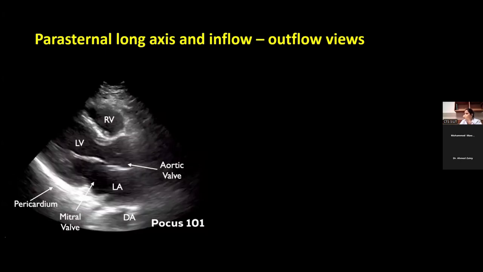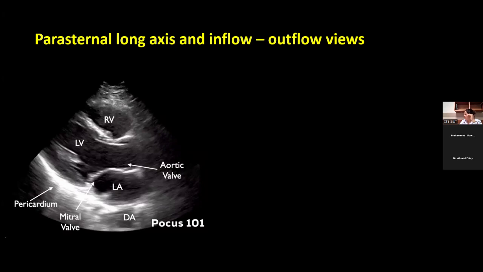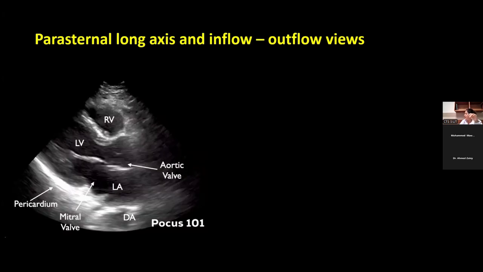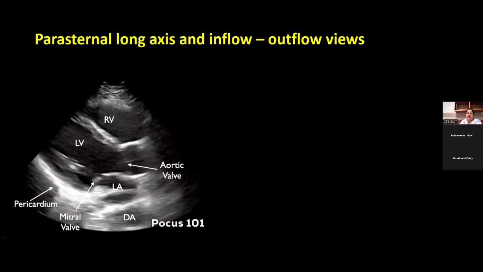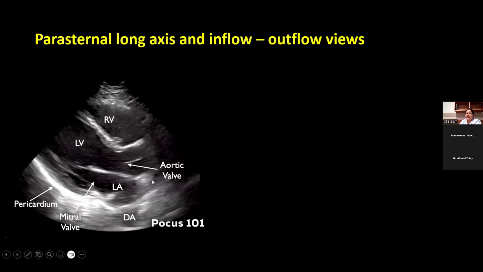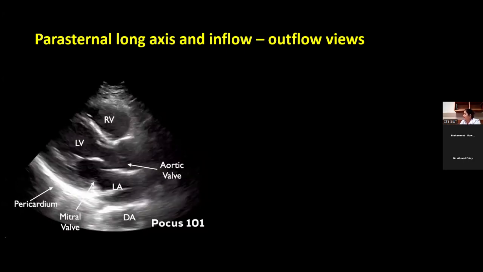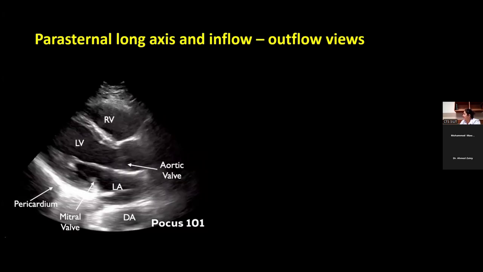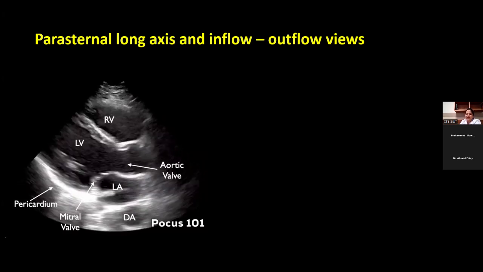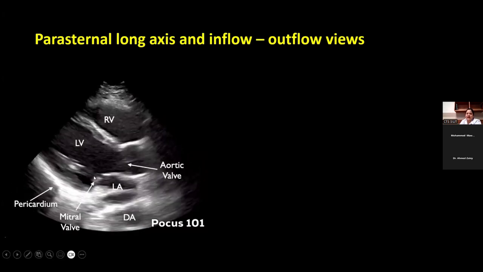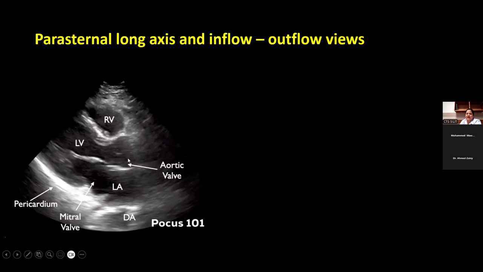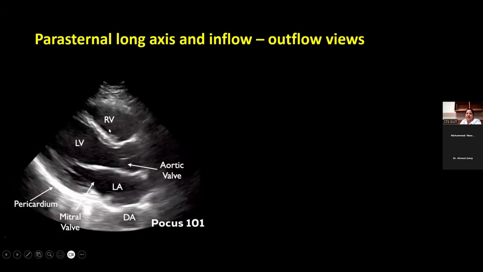When you keep the probe for the first time, to make the parasternal long axis, it looks like that. And you all know what the structures are. If you know what the normal structures are, then you can later identify the abnormal findings very easily. So this is the left atrium, this is the mitral valve, LV, this is the aorta, interventricular septum, and RV.